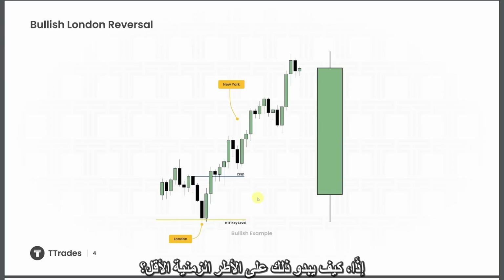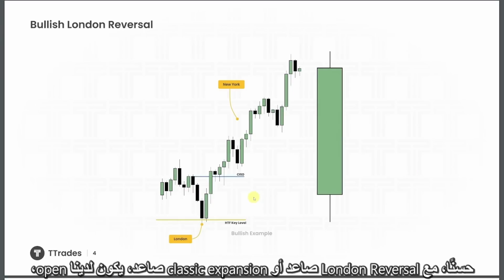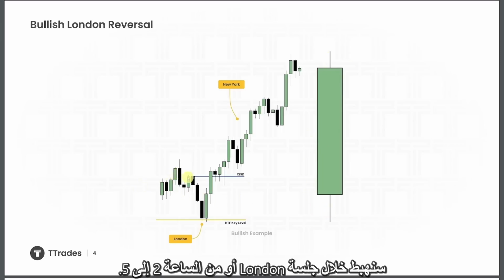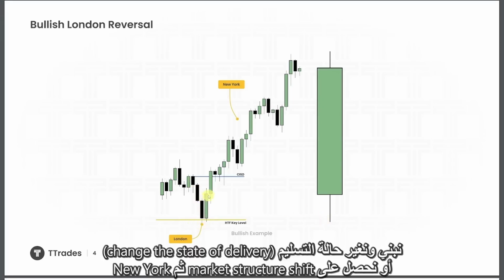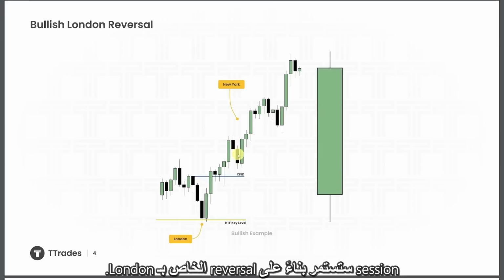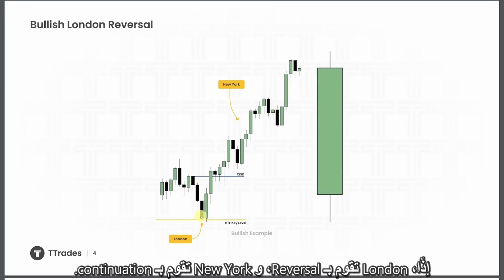So what does that look like on the lower time frames? Well, with a bullish London reversal or a bullish classic expansion, we will have our open, we will drop down during London or 2 to 5. This is creating the wick of the daily candle. We'll then change the state of delivery or get a market structure shift. And then New York session will continue off of London's reversal. So London reverses, New York continuation.